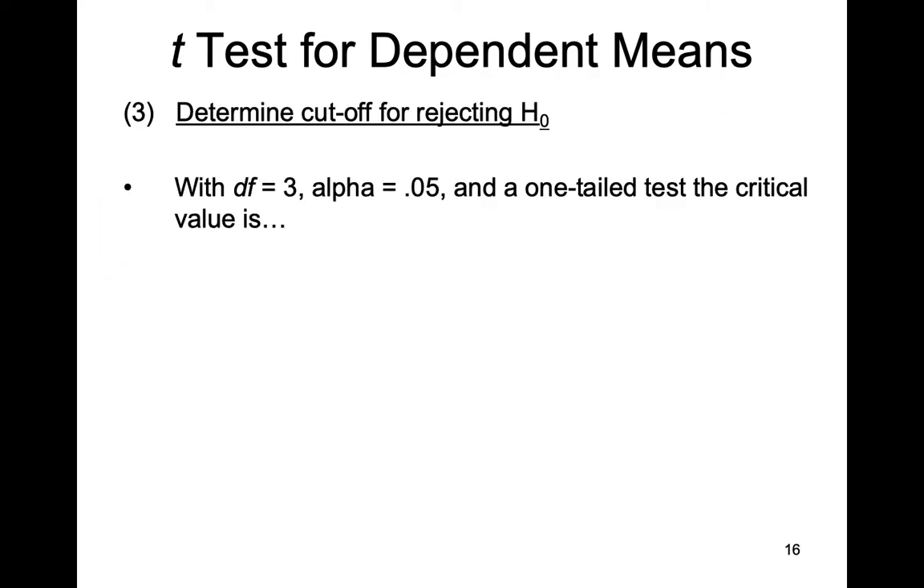Step 3, we're going to determine our cutoff for rejecting the null hypothesis. We have to do this using our t-table. And to use a t-table, we need 3 pieces of information. We need degrees of freedom, we need an alpha level, and we need to decide whether we're going to do a one-tail or a two-tail test. We know we have degrees of freedom of 3, because there were 4 people in our sample. 4 minus 1 is 3.